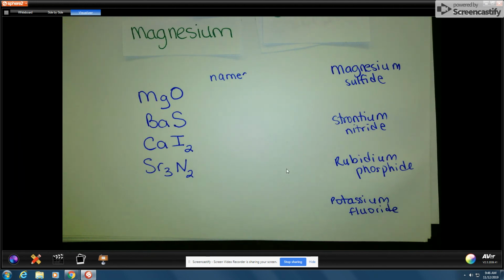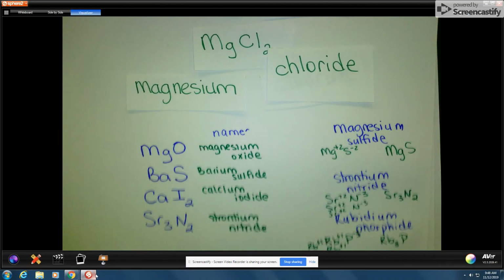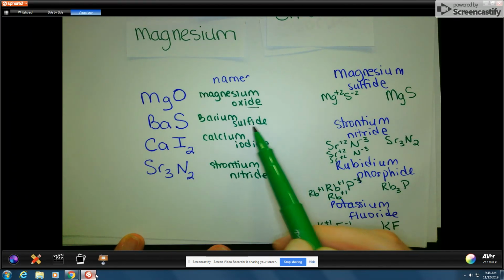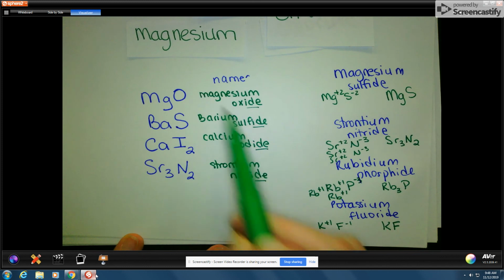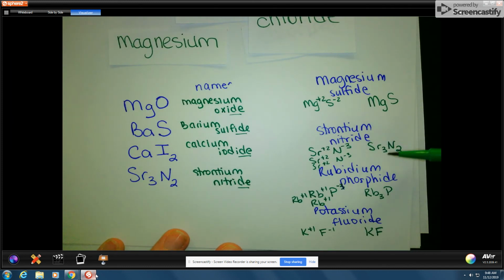All right, so hopefully now you have worked these problems out. And actually, I'm going to pause it and just write the answer so you don't have to listen to me. All right, so here are the answers to those problems. You have magnesium oxide, barium sulfide. Notice I'm changing the ending to ide on the second one, but not the first one. Magnesium sulfide, MgS, Sr3N2, Rb3P, KF.